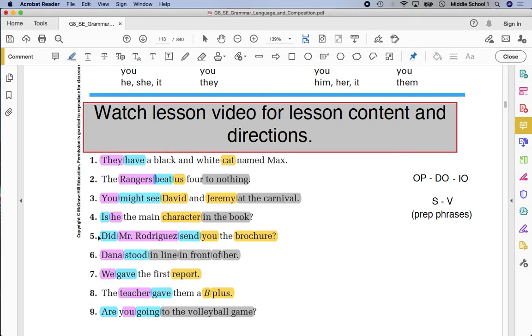Mr. Rodriguez did send you brochure. This is an indirect object. This is a direct object, okay? And I can be using these abbreviations if I want to. Again, I can be putting my parentheses around the prepositional phrases in number 6. I have 3 of them, 1, 2, 3, and a subject and a verb.